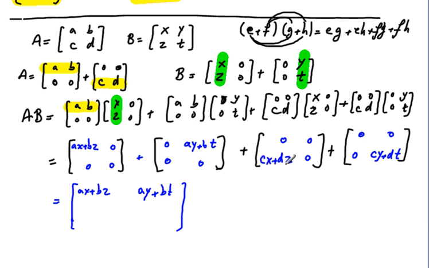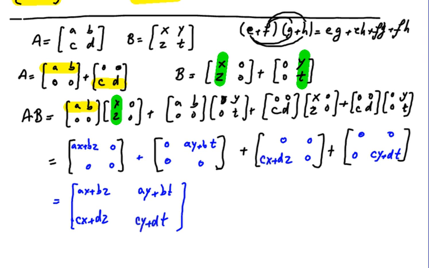And then this is second row, first column. So here CX plus DZ. And here is the second row, second column. So CY plus DT. Okay, so that wasn't all that exciting. We just put everything back.